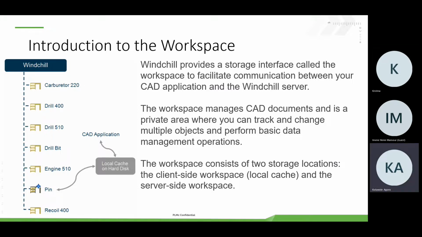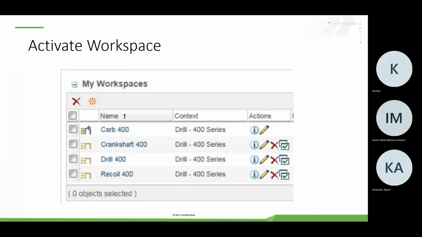So, some of the actions of the workspace. Here you can activate your workspace. The active workspace status is applicable when you're working in your CAD application. You can create multiple workspaces. Here we have someone who's working on a carburetor. He created a workspace for a crankshaft, a drill, and a recoil. The workspace is useful because if you have many projects from different products, you can create a workspace for each of those products, so your data doesn't get mixed. And you can activate a workspace at any particular time.